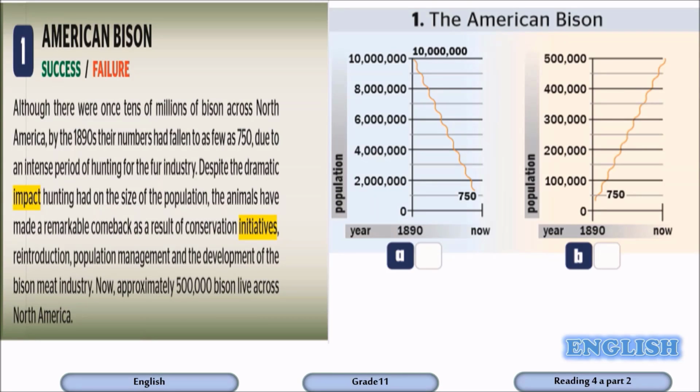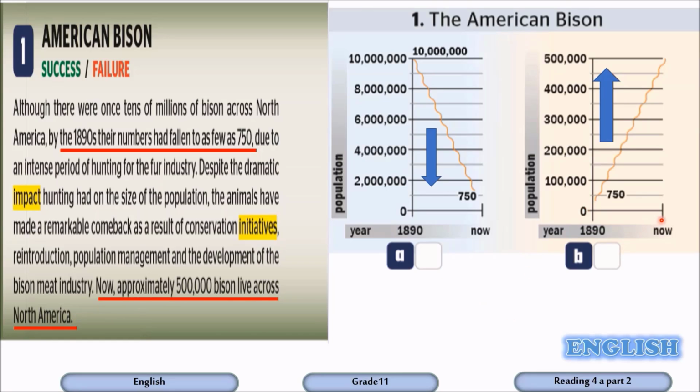Alright, now let's refer to the text, the American bison. As we said, this is an upward trend, this is a downward trend, and we have some figures here. As you can see here, we have a figure 750 by the 1890s, and we have another figure, but we have to understand the piece of evidence very well. So let's read them. Alright, now by the 1890s their numbers had fallen. So the verb to fall, to decrease, to decline, to as few as 750 due to an intense period of hunting. Now, this is the present, approximately 500,000 bison live across North America.